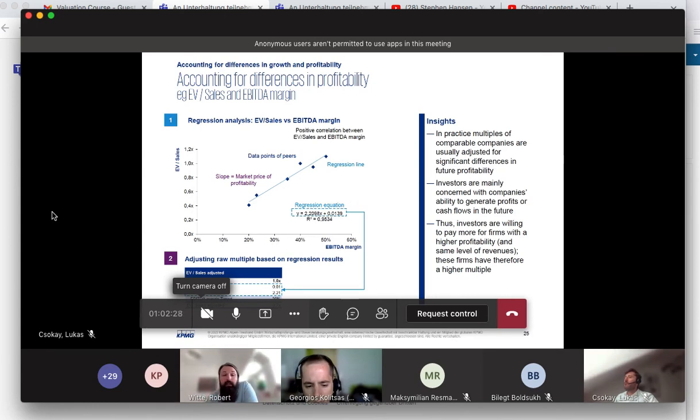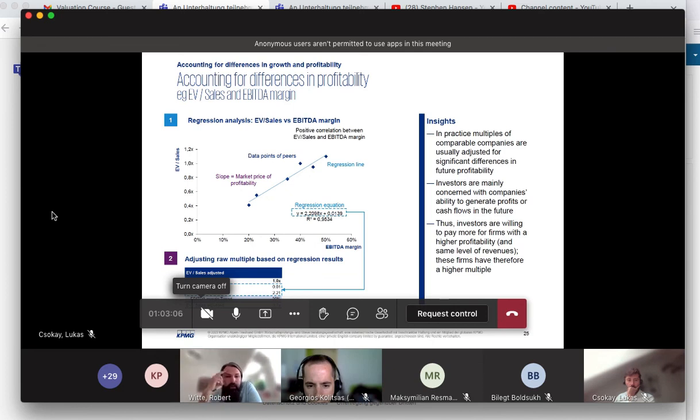And you see, any statistician would look at this picture and throw it out the window, I guess, because we only have 6 data points, and you can't run any reliable regression with 6 data points. But we work with what we have, and therefore you can run rather reliable-looking analyses on the EV sales side. And again, keep in mind, you want to adjust the multiple if you have differences between the peers and your company, especially in terms of the profitability.